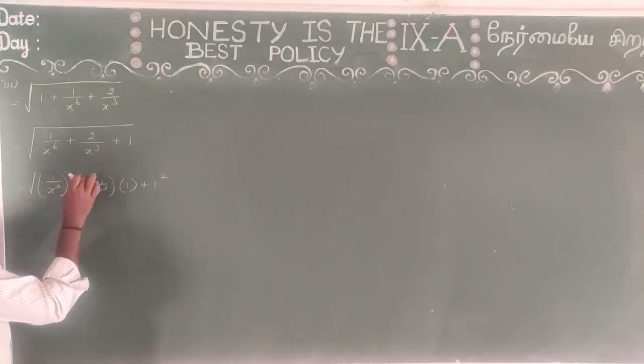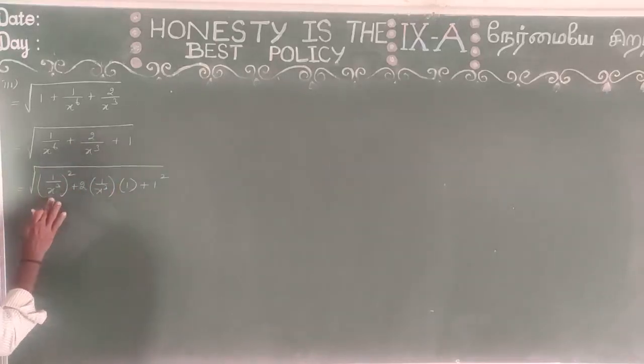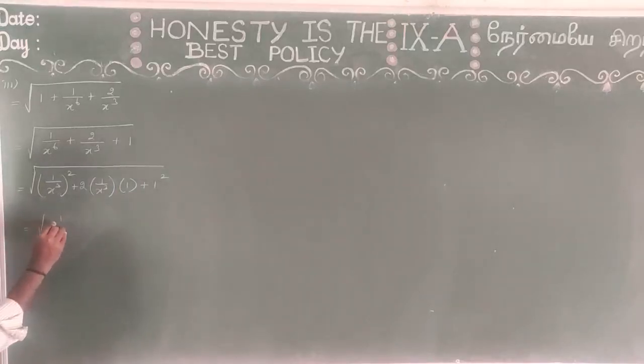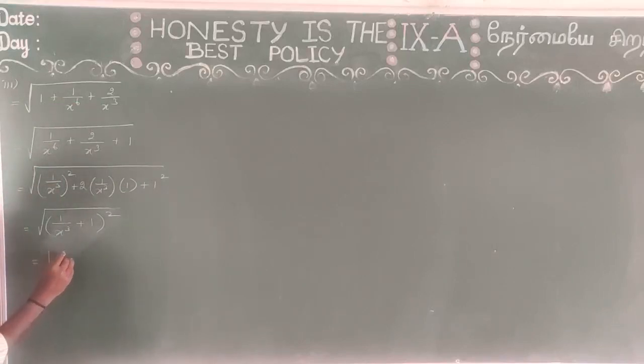So the value of this will automatically come correctly as 2 by x cube. So a square plus 2ab plus b square is equal to root of 1 by x cube plus 1 the whole square. Therefore, the square root of 1 plus 1 by x to the power 6 plus 2 by x cube is equal to modulus 1 by x cube plus 1. That's all.